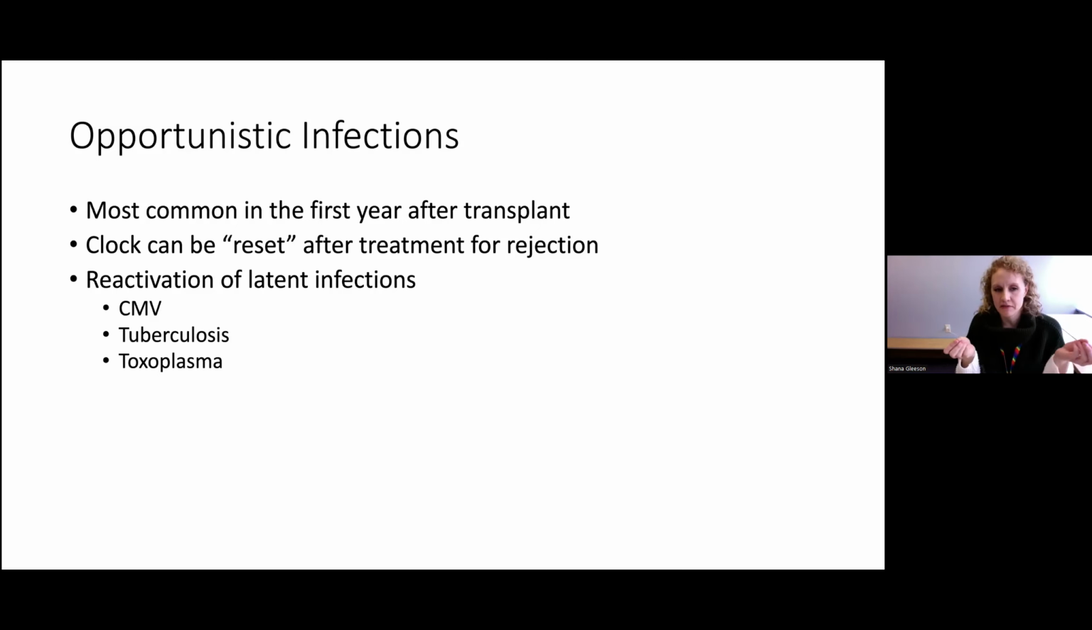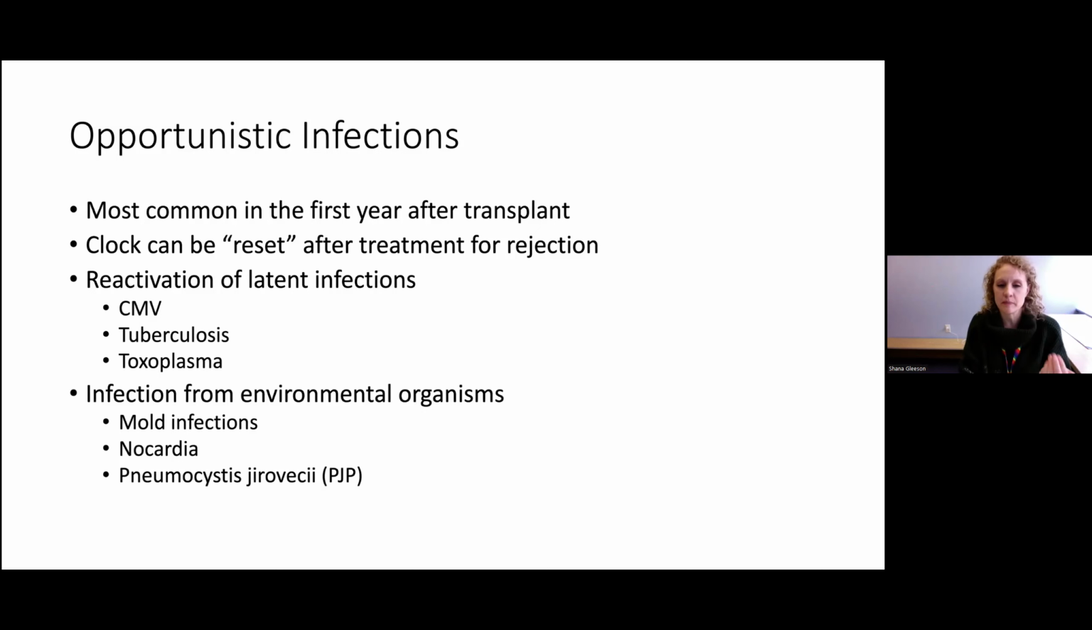There are a couple of different ways that opportunistic infections can happen. It can be reactivation of latent infections like CMV or TB. And then infection from environmental organisms, things that we are normally exposed to all the time but don't make us sick, like molds, nocardia, PJP, but in the setting of immunosuppression can be really problematic. And so I have a case here to demonstrate this.